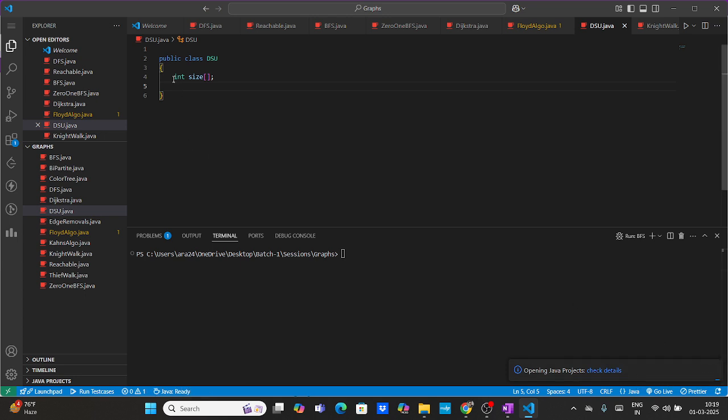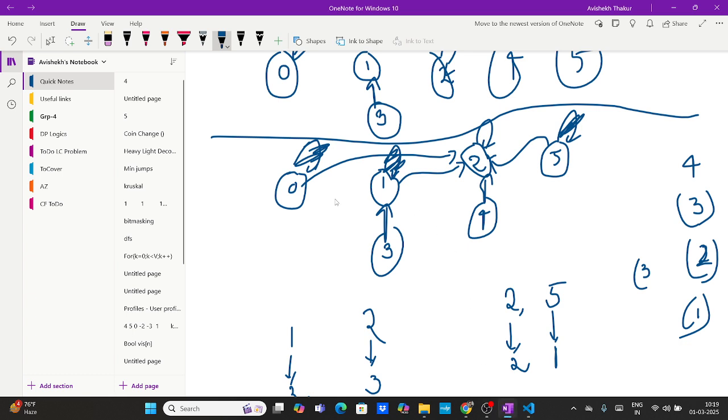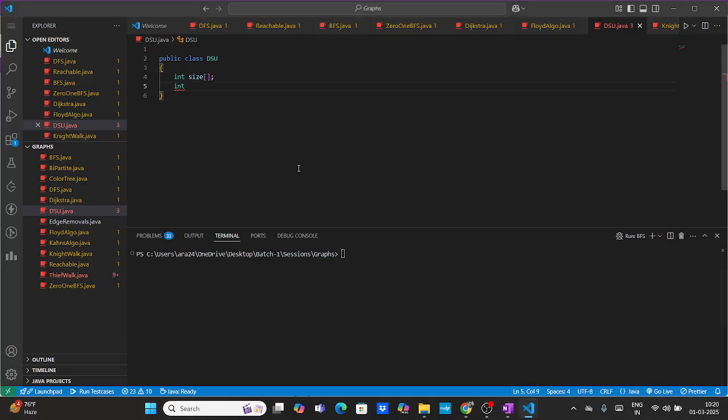Why do we require size? To know the whole component, in the particular tree. What is the size of 2? Size of 2 is 6, right? Okay, so 6. And secondly, do we also need to maintain parent?